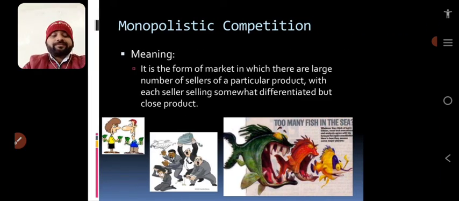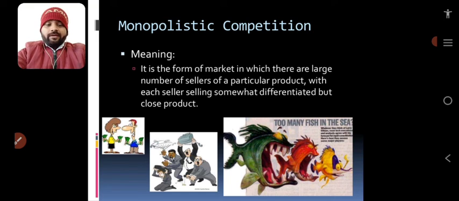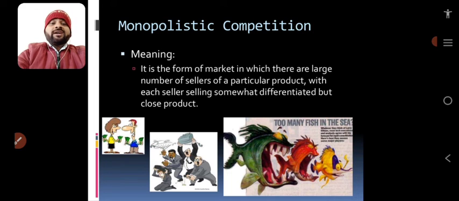Let me tell you about monopolistic competition. What is the meaning of monopolistic competition? Monopolistic competition was introduced by Professor Edward Chamberlin. The Theory of Monopolistic Competition was published in 1933. It refers to a market structure that is a cross between the two extremes of perfect competition. There are large numbers of sellers of a particular product, with each seller selling somewhat differentiated but close products.